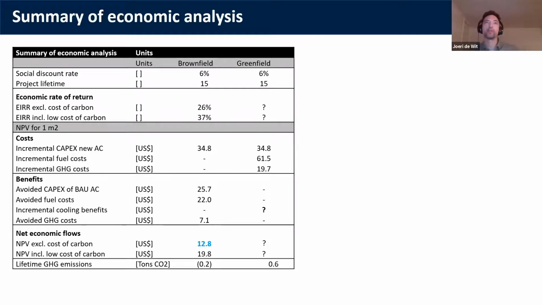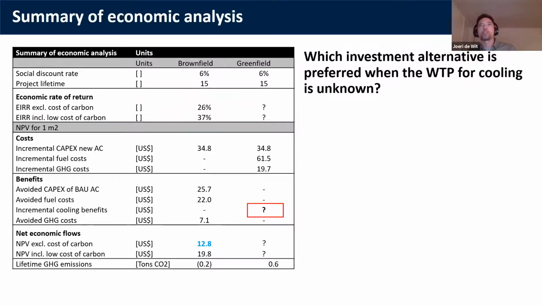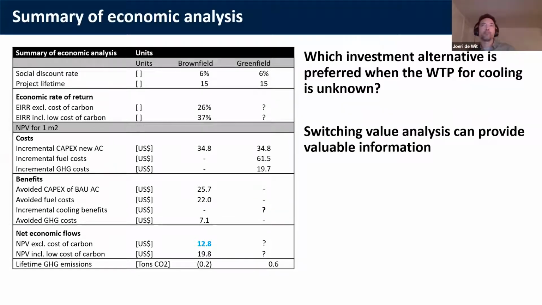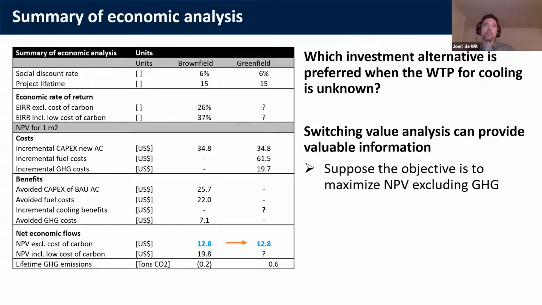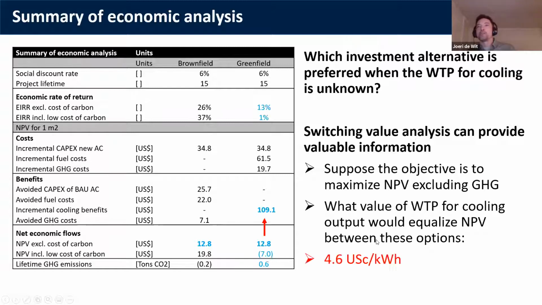What about the greenfield though? Well, if we don't know the incremental cooling benefits, we cannot estimate this. But which investment alternative is preferred when the willingness to pay for cooling is unknown? Switching value analysis can always provide valuable information to start. Suppose the objective is to maximize net present value excluding GHGs. What value for willingness to pay for cooling would yield the same net present value here? That number turns out to be 4.6 US cents per kilowatt hour.